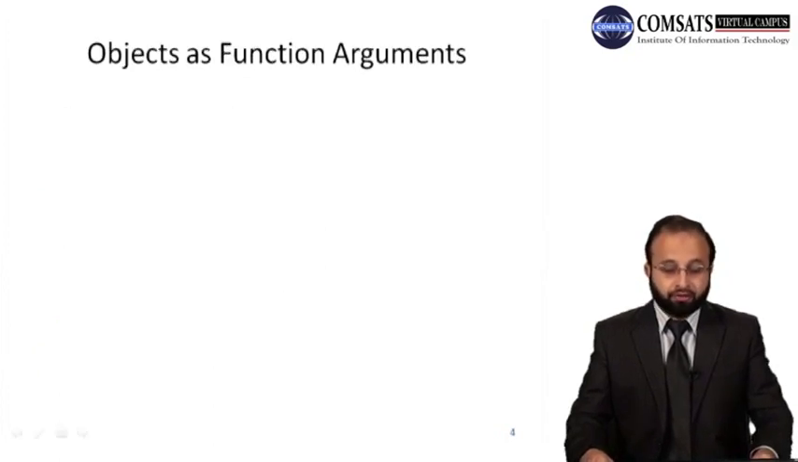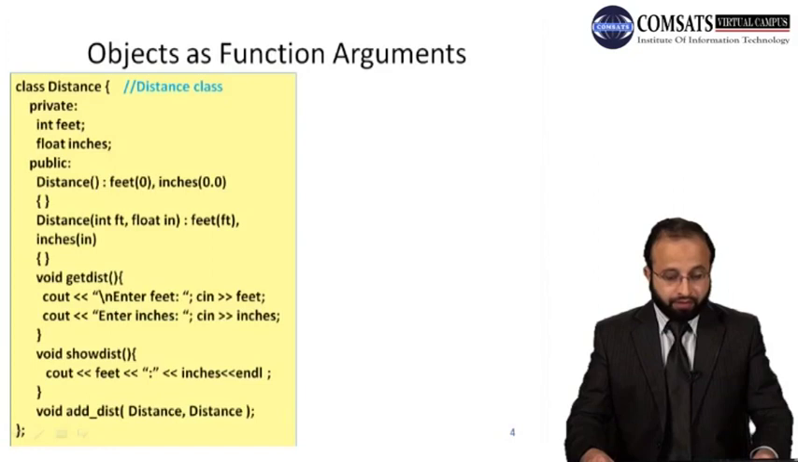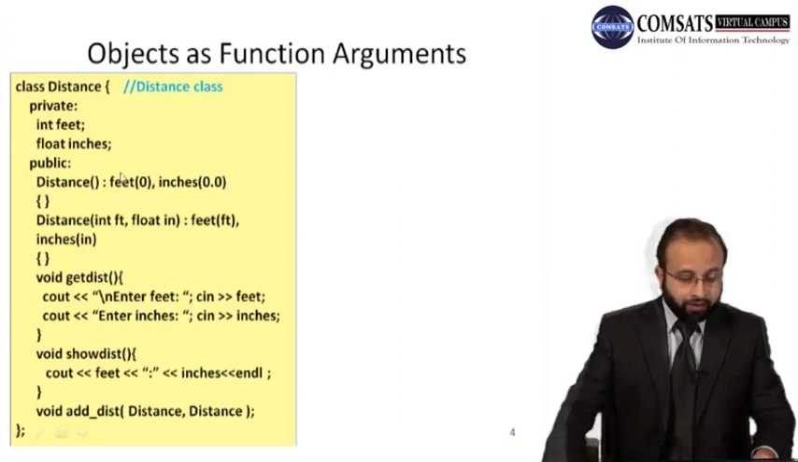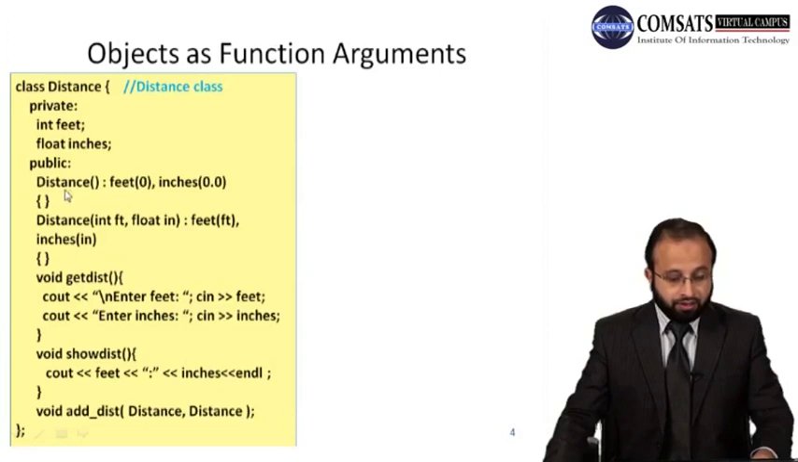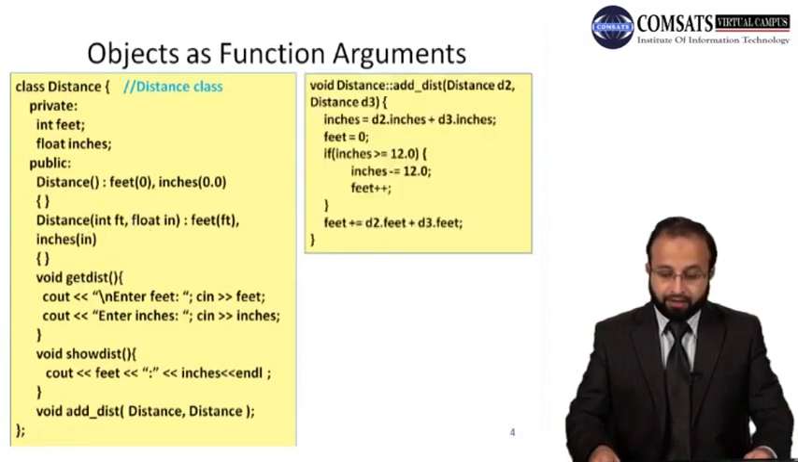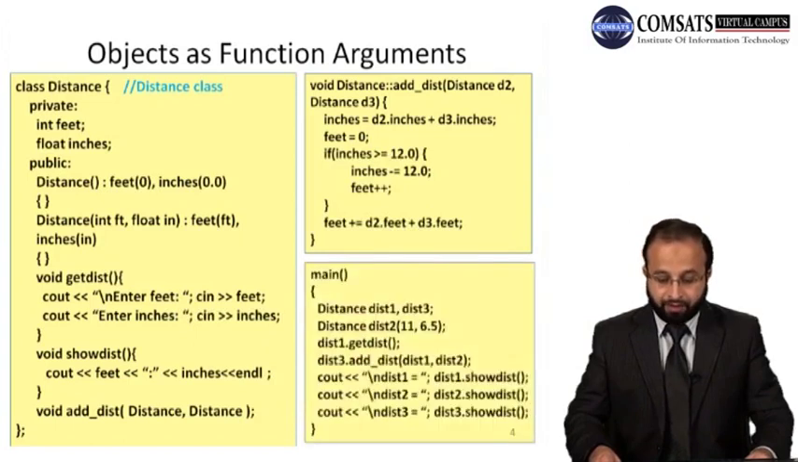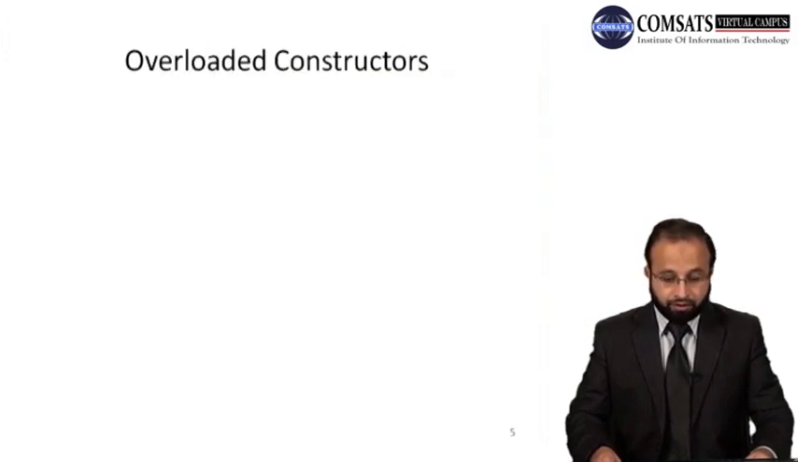So, object as function argument. This is the class that we have seen in our last lecture. This is a distance class. It has two private data members, feet and inches, and this is the distance constructor. This is the default constructor with no argument, and this is the constructor with two arguments. For the add distance function, we write the prototype within the class definition, but we provide the definition of the add dist function outside the class definition. And this is our main function. So we already know these things.